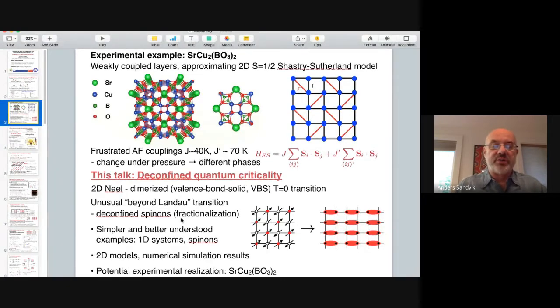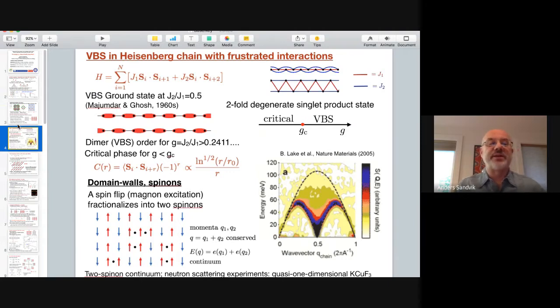So I will talk about that, but to introduce this topic of fractionalization and spinons, I will also do one slide on a simpler one-dimensional system, and then I will talk about two-dimensional models in which we can look at this phenomenon using large-scale simulations and get reliable results. And then towards the end, I will talk about a potential experimental realization in this material that I already introduced. And by the way, feel free to ask questions during the talk as well, not just at the end.